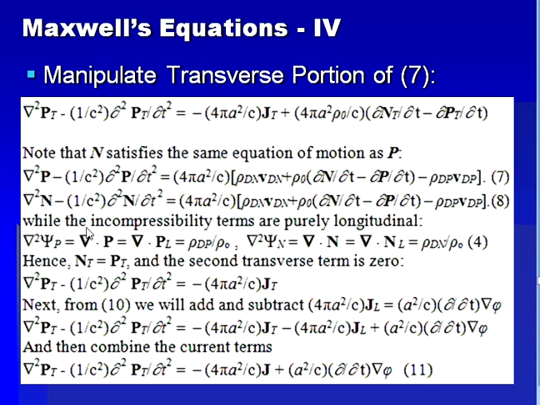Next, note that the incompressibility relationship resulted in purely longitudinal separations of the ether. Therefore, the transverse portions of n and p are equal, and the second term in the starting equation can be set to 0, which is shown here.